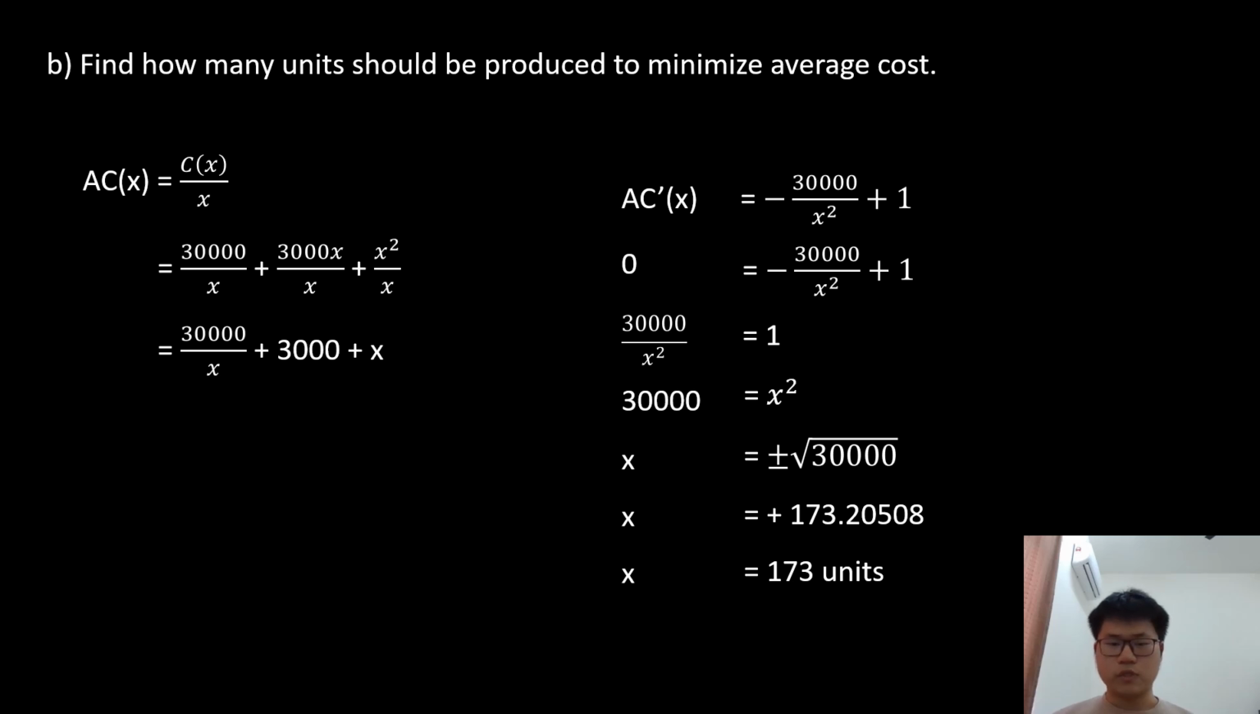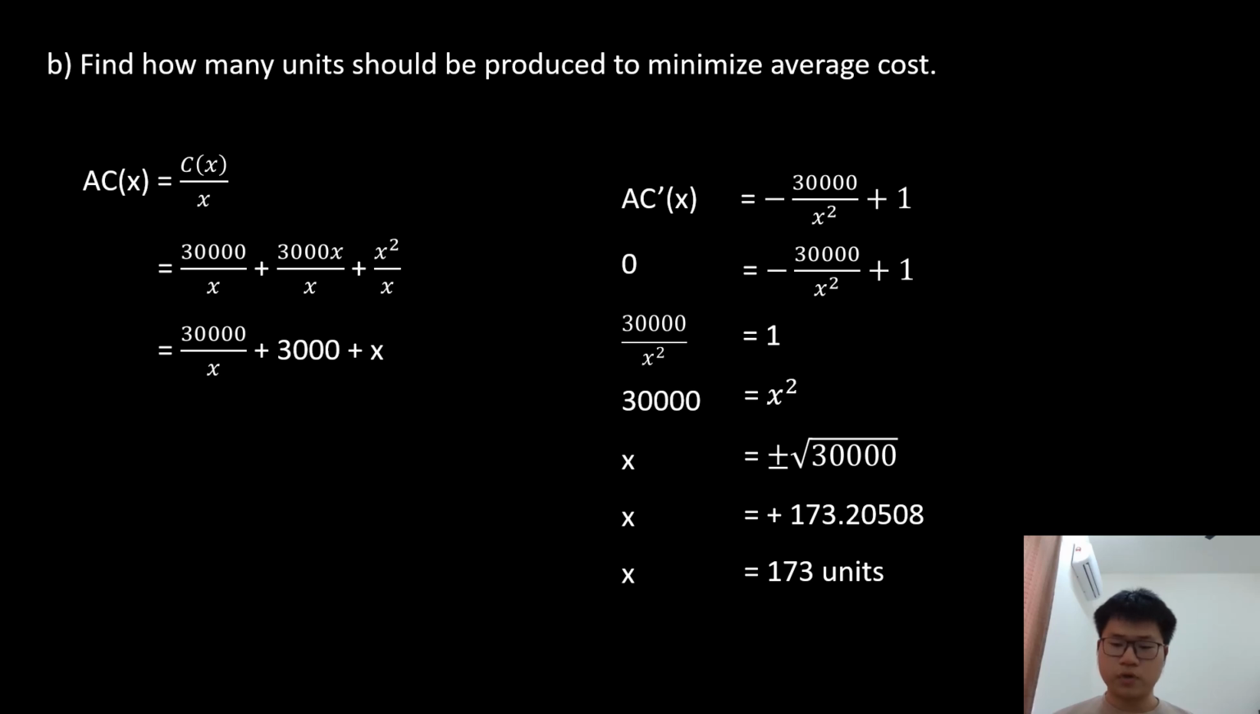Find how many units should be produced to minimize average cost. Just as I said before, we need to find the first derivative of the average cost function. To find this, we find the average cost function first, which is dividing the cost function by x. After applying the first derivative and some simple calculations, we find out that x will become positive or negative square root of 30,000. In this case, we will choose the positive one because we are finding the units of items to be produced, and it's not going to be a negative number.